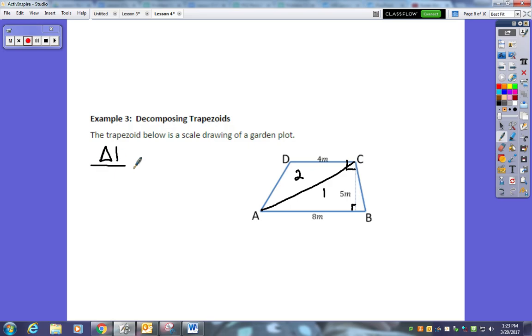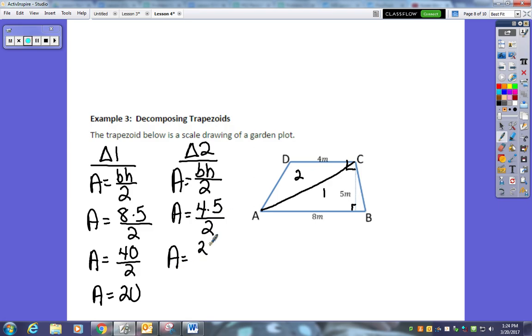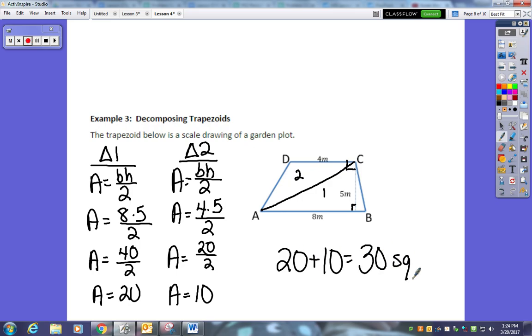So triangle 1, area equals base times height divided by 2. Our base is 8, our height is 5. So 8 times 5 is 40. Divide that by 2 and get 20. For triangle 2, my base is 4 and my height is 5. So again, using my formula, base times height divided by 2. 4 times 5 divided by 2, or 20 divided by 2, which is 10. For the entire trapezoid, I would add the two triangles together. 20 plus 10 is 30 square meters.